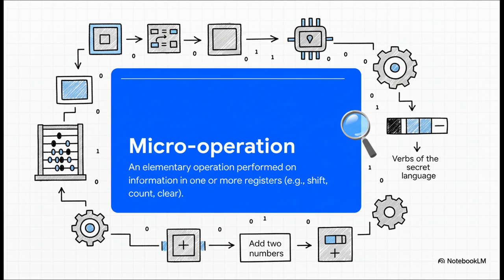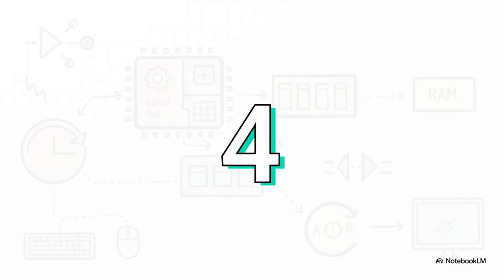We're not talking run a program. We're talking add two numbers, shift these bits to the left, or clear this register. These are the action verbs of the computer's secret language. And here's the part that I find just incredible. Even though a computer does billions of different things, every single one of those tiny actions can be sorted into just four fundamental categories. That's the whole toolbox.